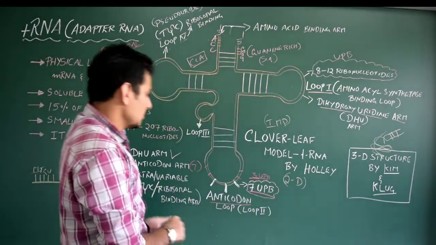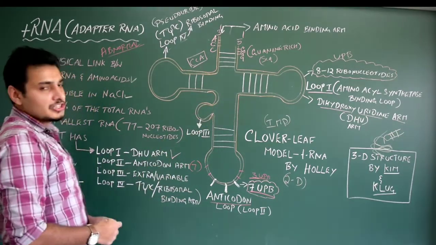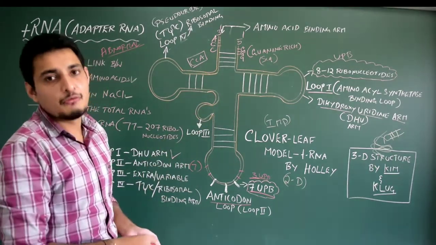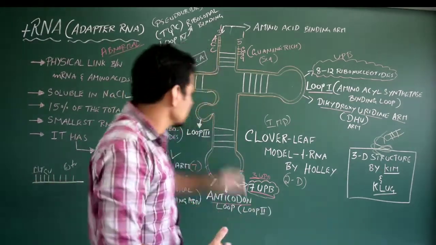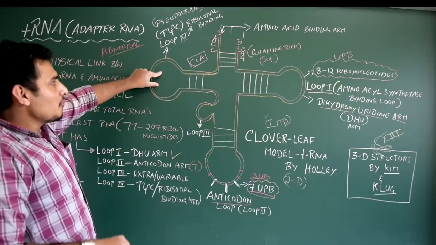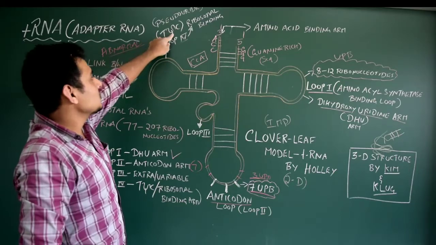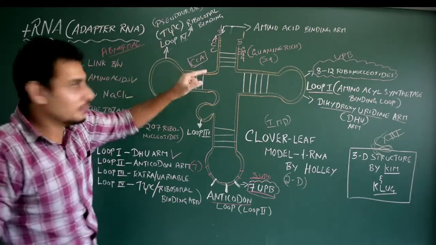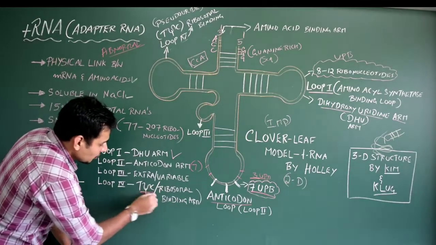Now here you could see a small tiny loop. This is called loop 3. It is also called the variable loop. The function is not known, it has not been discovered yet. So forget about it. Now loop 4. Loop 4 is also called T pseudouridine C R. Remember it. Loop 4 is called pseudouridine R.